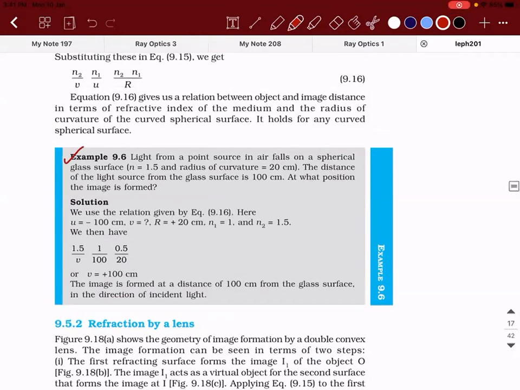So listen. Light from a point source in air falls on a spherical glass surface whose refractive index is 1.5 and radius of curvature is 20 centimeter. The distance of the light source from the glass surface is 100 centimeter. At what position is the image formed? So light from a point source in air falls on a spherical glass surface. So here they should have given one thing.